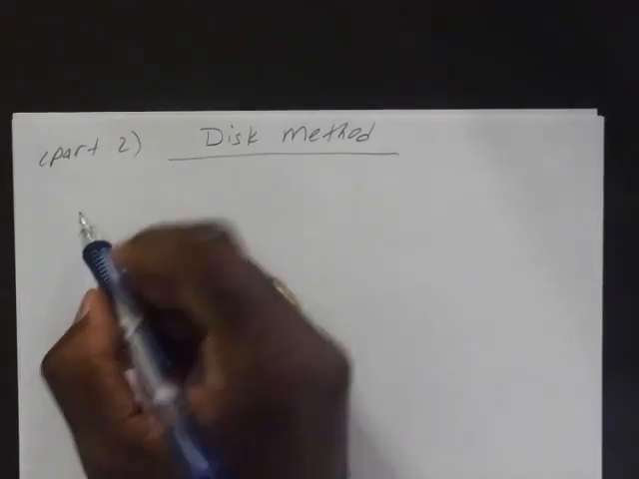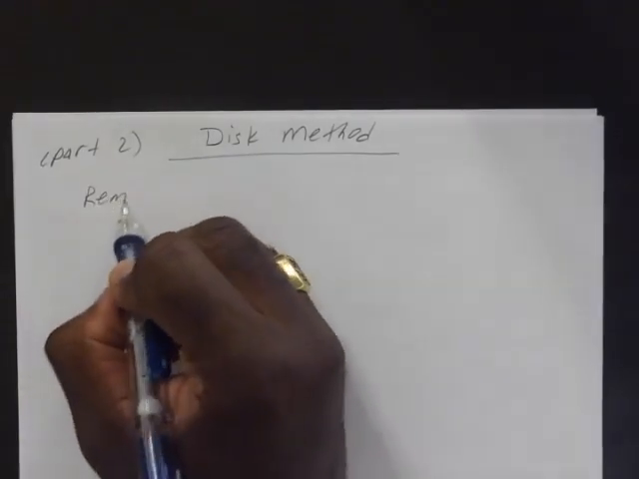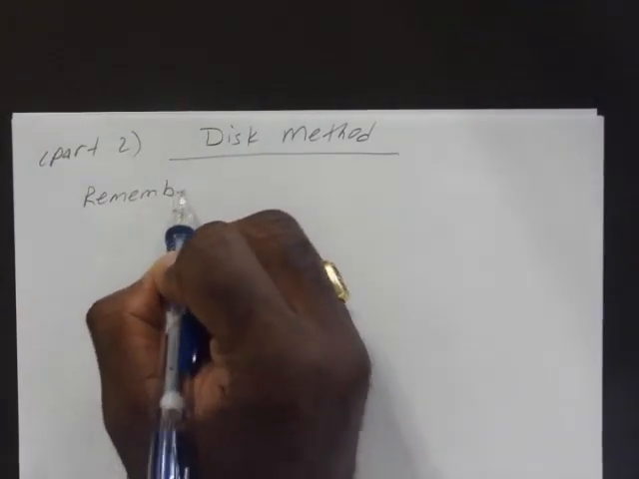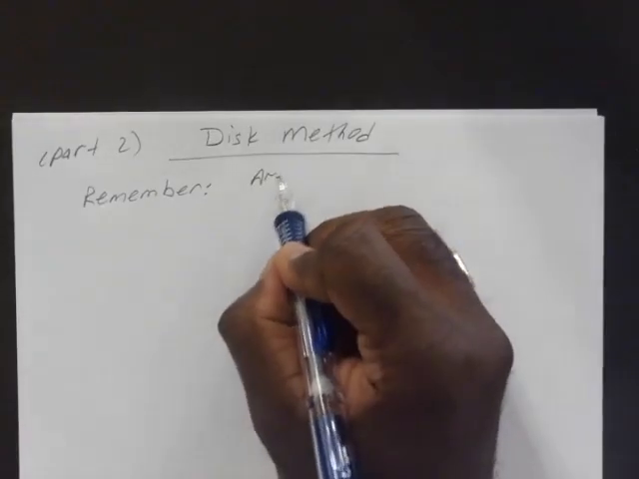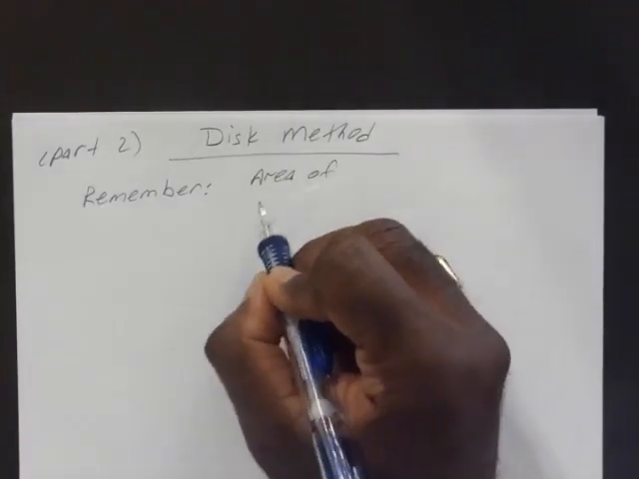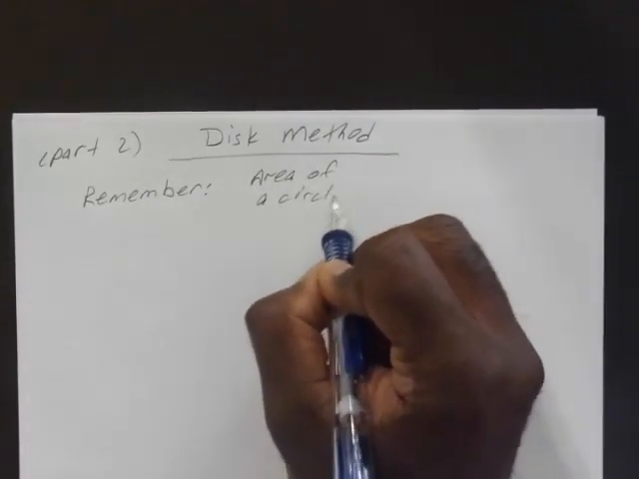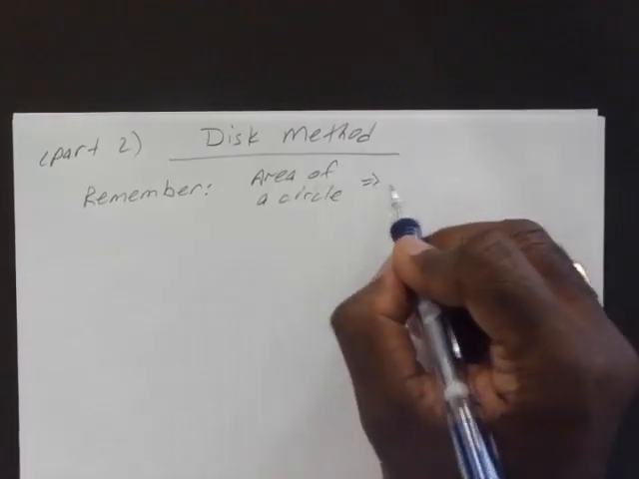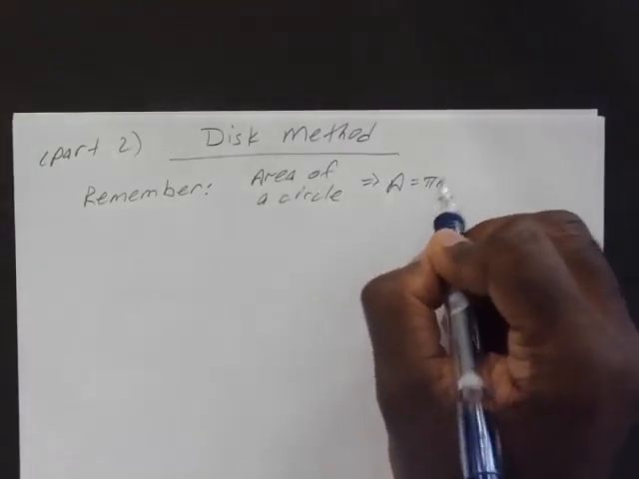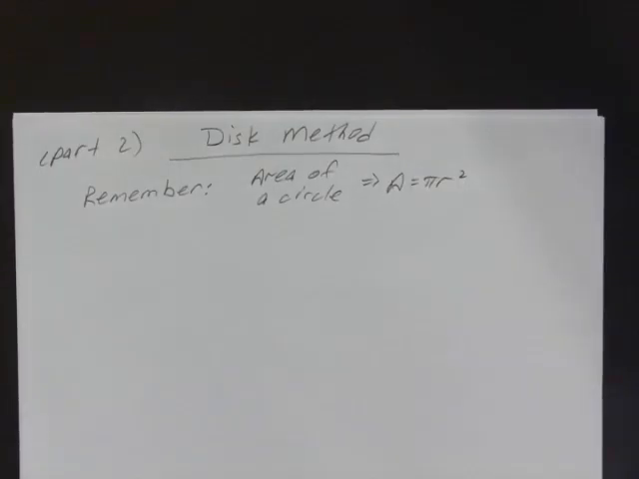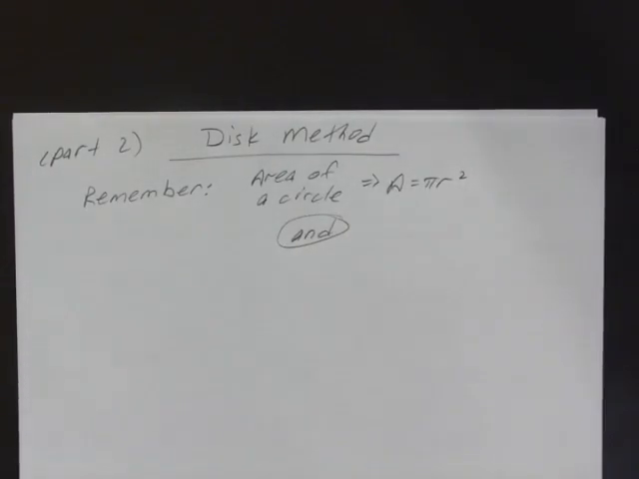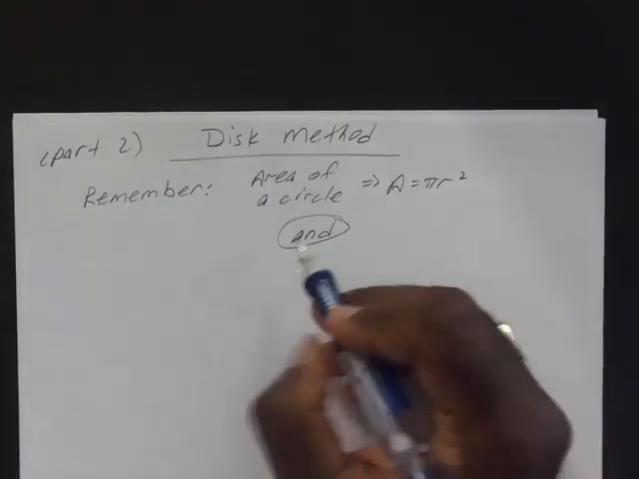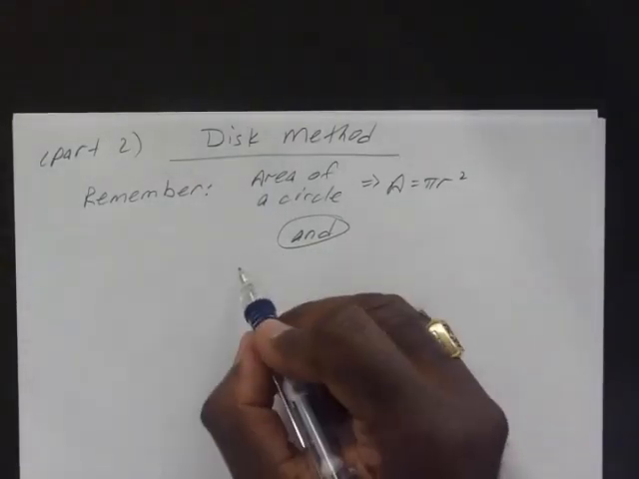Okay, so if you remember, it all kind of revolves around the fact that the area of a circle is pi radius squared. And the volume of a cylinder is pi radius squared times height.